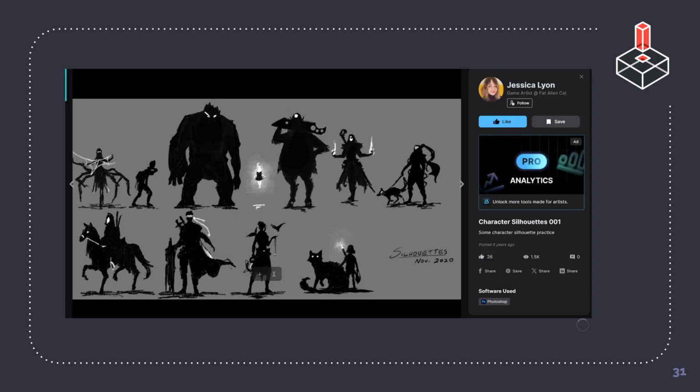These aren't known characters. Her name's Jessica Lyon, and she's a game artist. So this is an exploration she did into silhouette, and you can see that even though you don't know who these characters are, looking at their silhouette, you might be able to draw conclusions about what they're like as a character just based on what they're shaped like. And even though it's just silhouette, you get an idea of what they might look like if they were out of shadow, because that's a clear silhouette and you can see what's going on with their outfit and stuff.